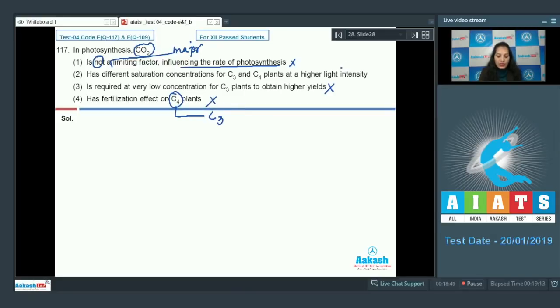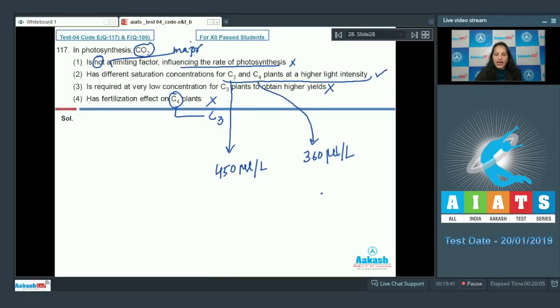Second one, has different saturation concentration for C3 and the C4 plants at higher light intensity. This is very correct. For C3 plants, the saturation concentration of CO2 is 450 microliter per liter, and for C4 plants it is 360 microliter per liter. So both C3 and the C4 plants have different saturation concentration of CO2 at higher light intensity. So the correct option for the given question is option number 2. Let's move on to the next question.